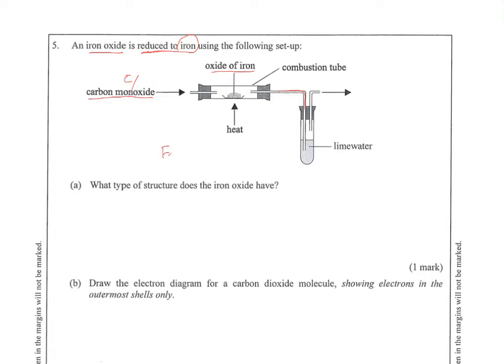So suppose this is CO, right? And then iron will reduce it, okay? And then the gas will be CO2. So CO2 will be pumped into lime water, then you know what happened. Okay, and then coming out, suppose it's CO2, maybe with the remaining CO, okay?